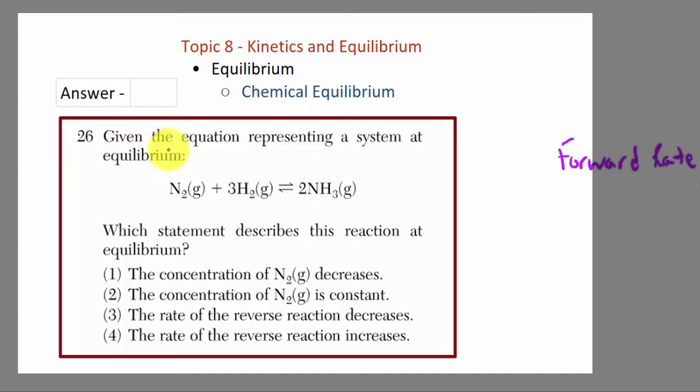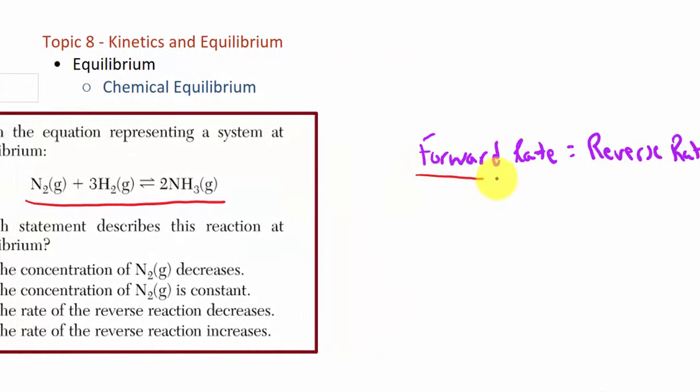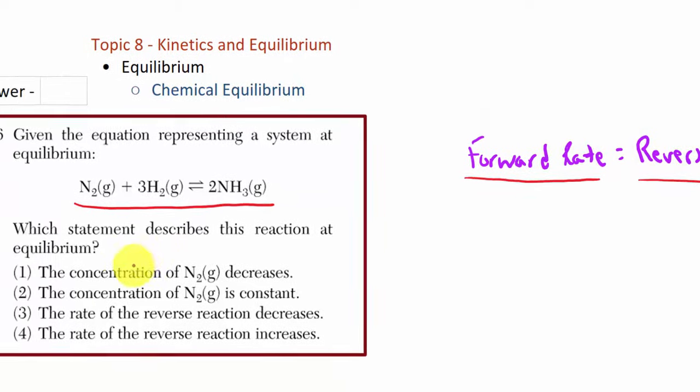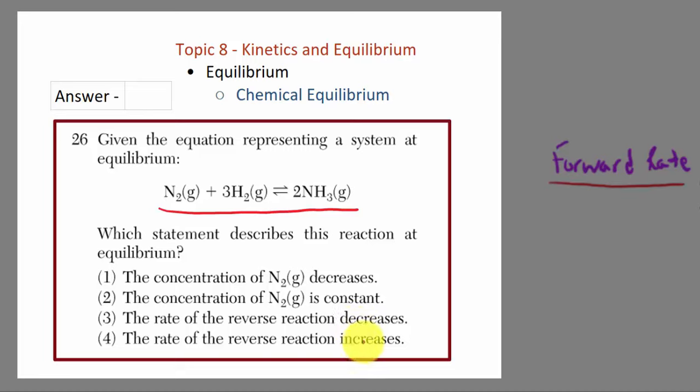Number 26. Given the equation representing a system at equilibrium, and here's a very lovely equation, which statement describes this reaction at equilibrium? Remember that equilibrium is when the forward rate of the reaction is equal to the reverse rate of the reaction. Well, if that's the case, we're not talking about increasing or decreasing any part of the rate, so 3 and 4 are out.